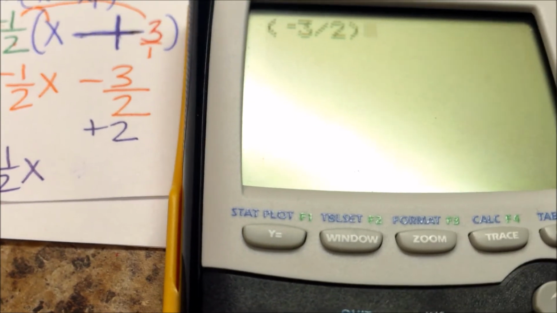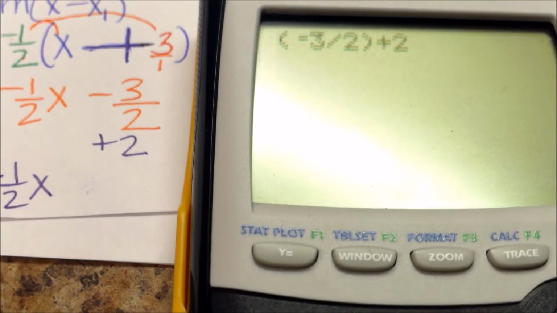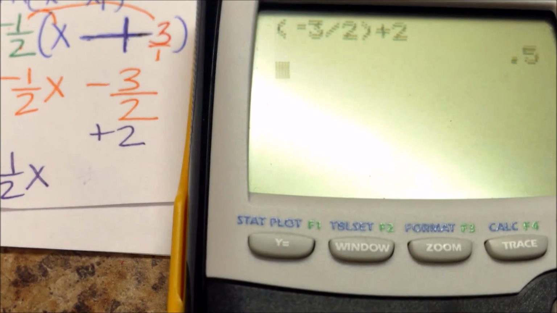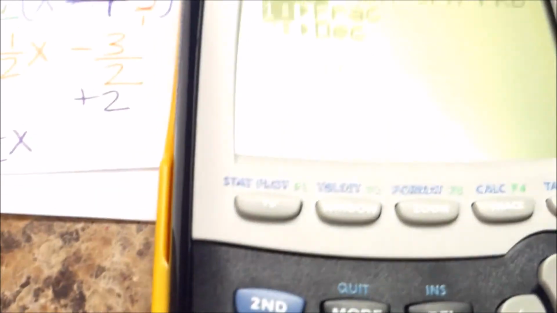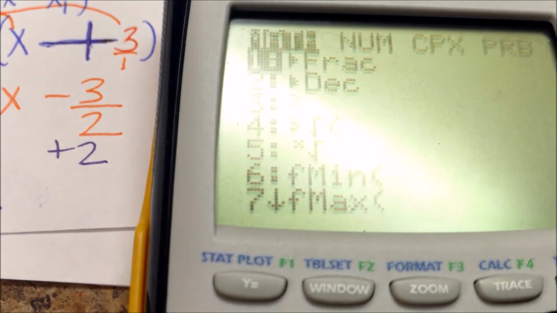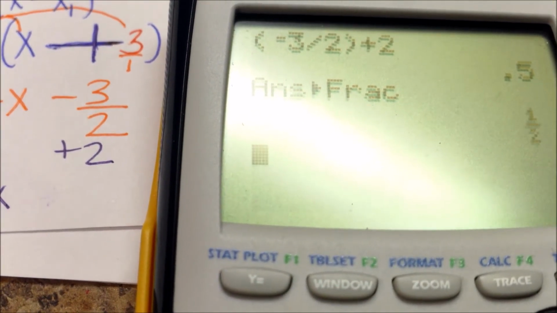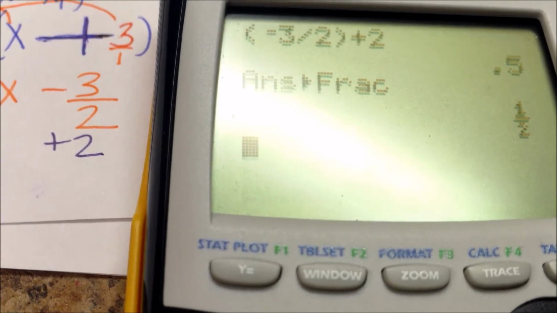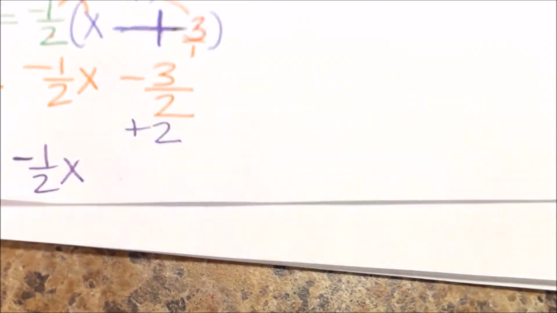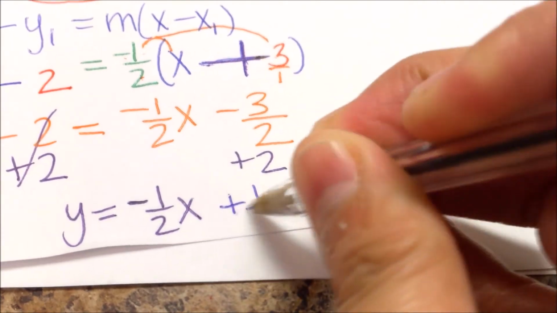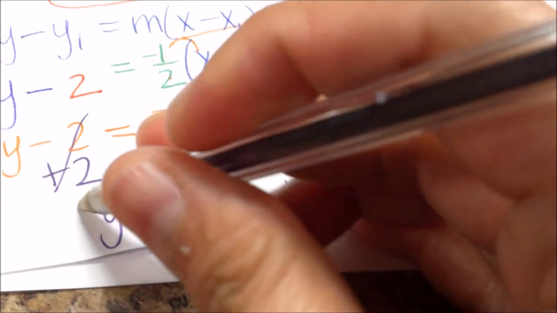-3/2 plus 2. And it ended up with a decimal. We could change it to a fraction by clicking math, right here, math. And then the first one, fraction, enter, 1. And it's positive. And there's my answer.